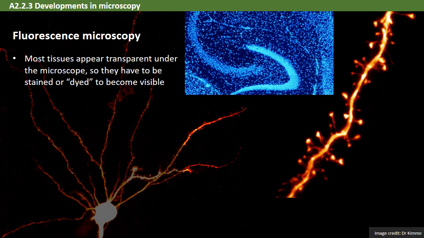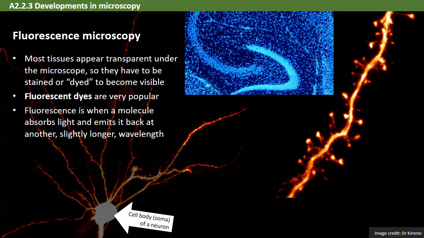Fluorescence microscopy. Most tissues appear transparent under the microscope and cannot be seen unless they are stained or dyed. You may have used some regular dyes in the lab and then looked at your specimen through the microscope and you can see different structures in different colors. Fluorescent dyes are also very popular. Not so much in schools because you need a special microscope to be able to see them, but very common at universities, in life science companies.